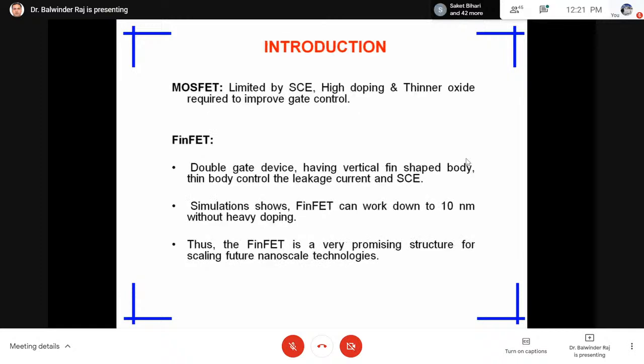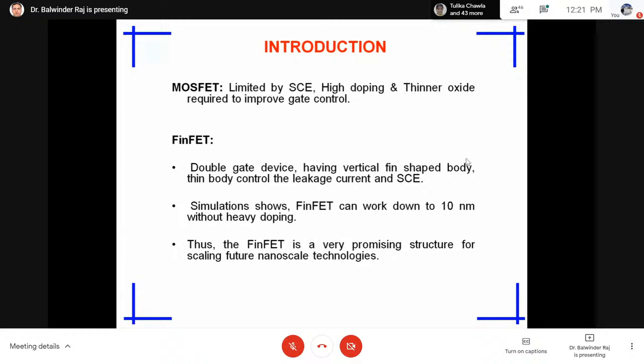We can start with the MOSFET, because all of the microelectronics or nanoelectronics available nowadays is based on the MOSFET only. But due to the high short channel effects and high doping required in the MOSFET, there are so many challenges in the MOSFET design. There are also high leakage current and power dissipation. So we cannot scale the MOSFET below 50 nanometer because of its short channel effect and power dissipation.